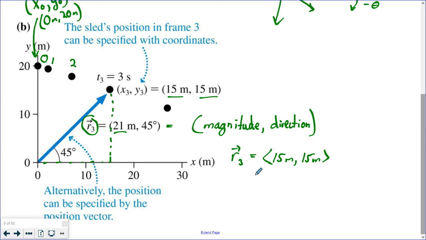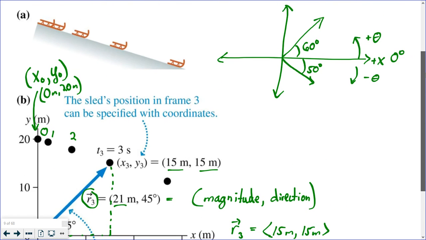The other way you can do this is r3 vector equals 15 meters in the i hat direction, which is a vector called the unit vector, and we'll talk more about that in the future. But 15 meters in the i hat direction plus 15 meters in the j hat direction. And this is the unit vector in the y direction, and we'll talk more about that when we talk more about vectors. But that's kind of your overview of how we write vectors.